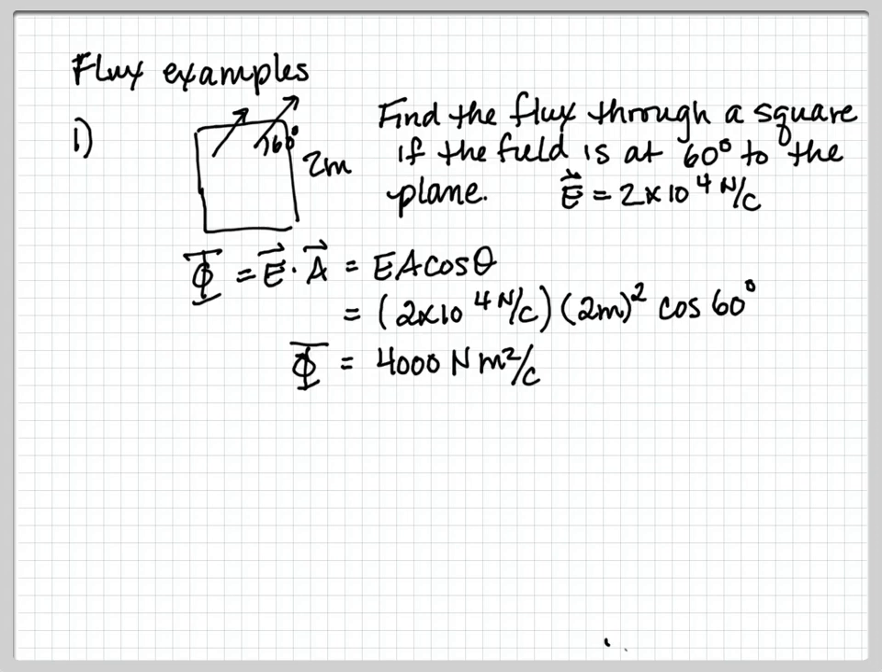You've got 2 times 10 to the 4th newtons per coulomb. You've got the area of the square, and then the cosine of the angle. Be sure your calculator's in degrees, and when you do the algebra, you end up with 4,000 Newton meter squared per coulomb.